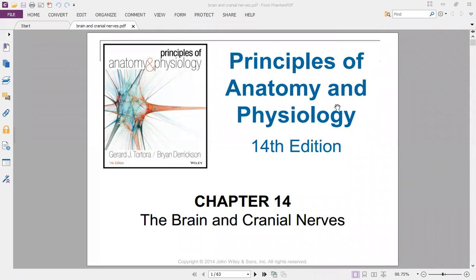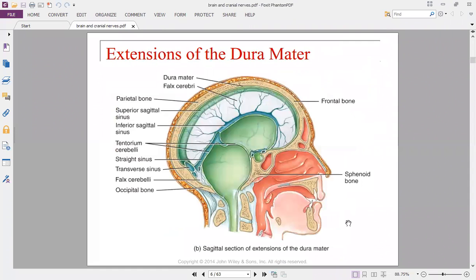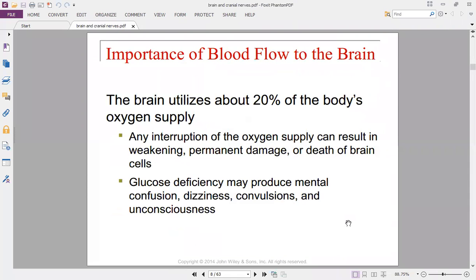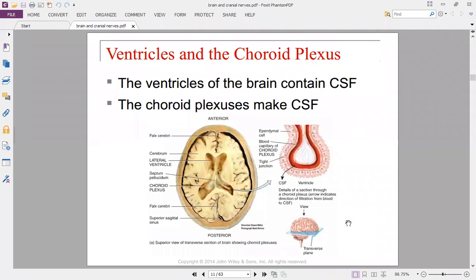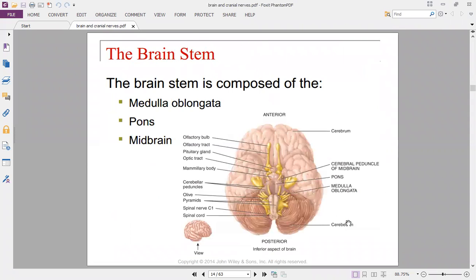We are discussing the principles of anatomy and physiology chapter on the brain and cranial nerves. We have already covered the brain to an extent, as far as the cerebrum is concerned, the blood flow, the spinal meninges, and how the blood-brain barrier and CSF circulate in the body. So we won't be doing that again. Let's start with the brain stem.